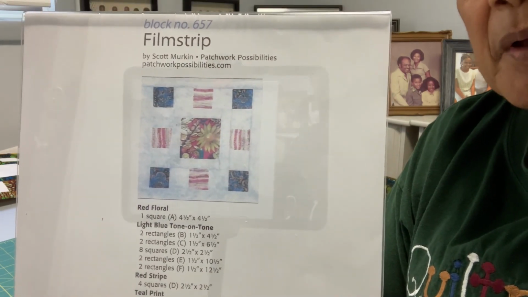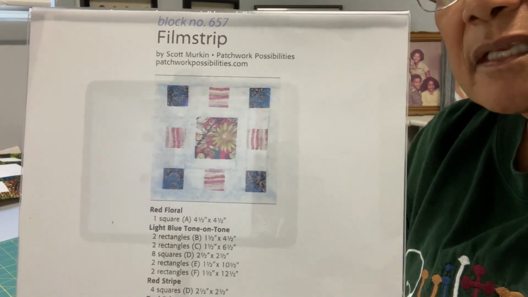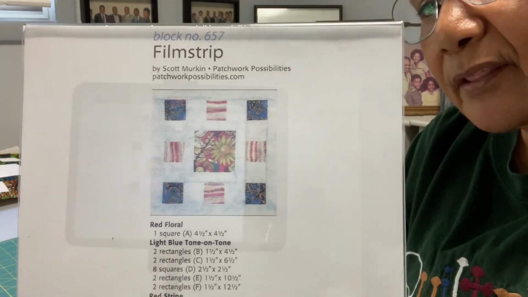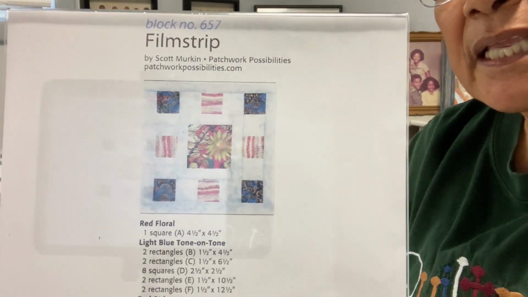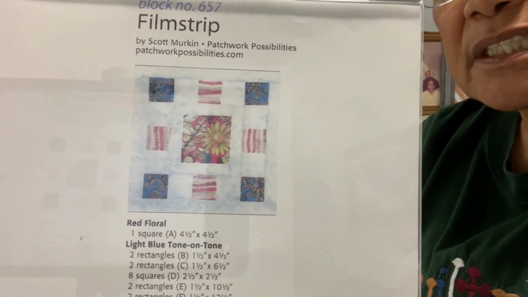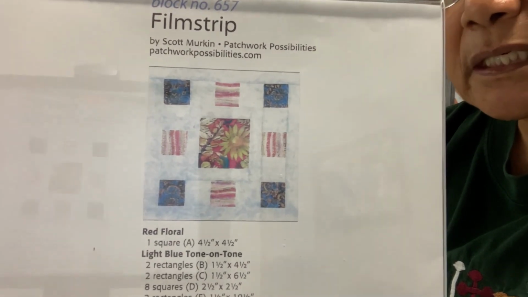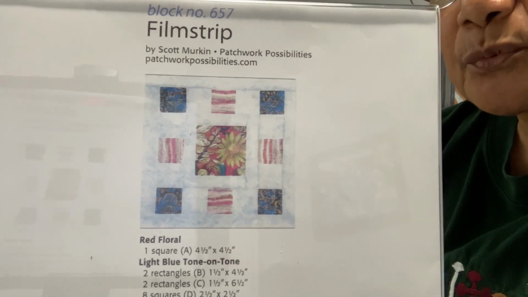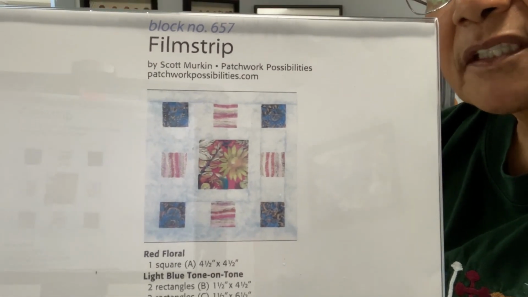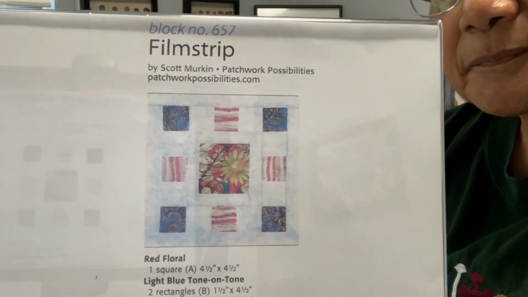The block is by Scott Merkin, and he calls this little block Film Strip. I think it's going to go together very quickly, very easily, but I'm just happy to have it in my sampler quilt. You can see the various fabrics that Scott has in it right here, and then of course we get to change those selections to what we want. But our block number 5 is Film Strip by Scott Merkin.